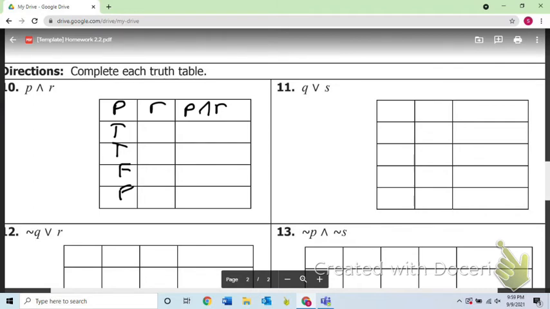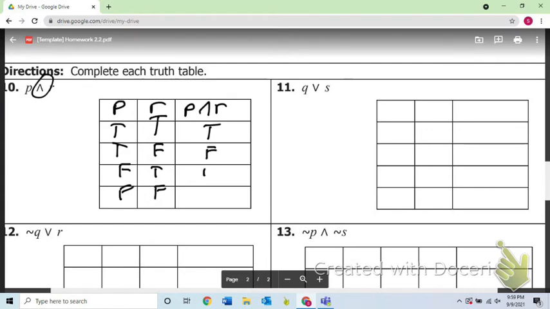So if P is true, R can be true or false. If P is false, R can be true or false. That gives us all four combinations: true true, true false, false true, false false. So what we're being asked to determine are the possible variations of P and R. Okay? So for P and R to be true, we need both of them to be true. In this case, that only happens once.